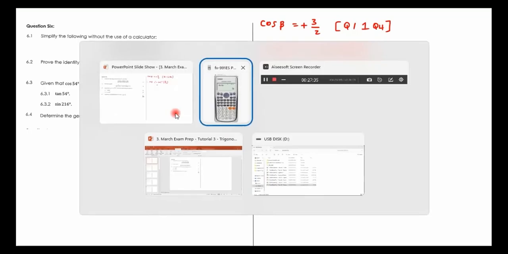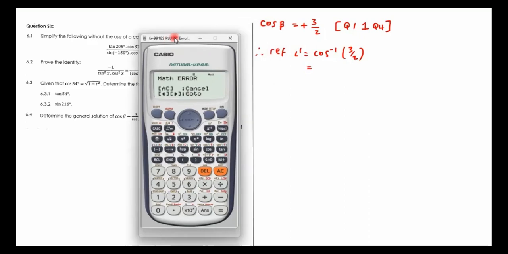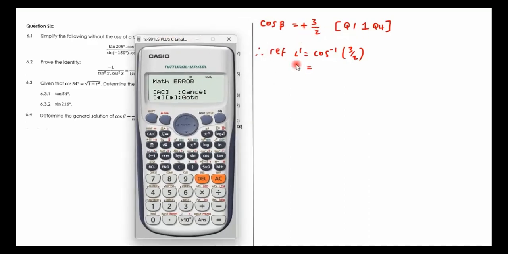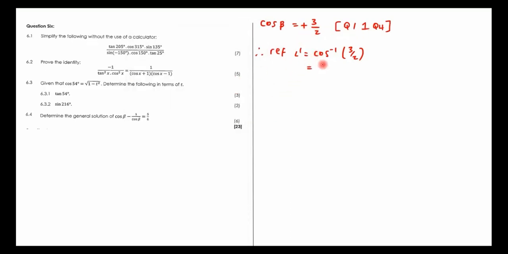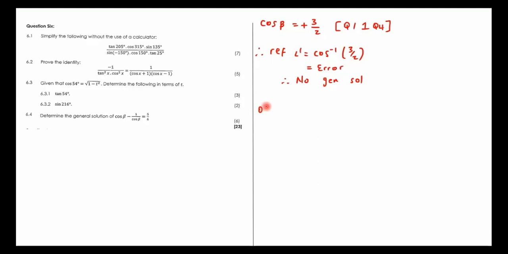So let's see there, press calculator. Inverse of 3 over 2, oh, that's an error, close that. Oh, we're getting an error. Oh, it makes sense because that answer is over 1. So it means now here it is an error, right? So it means there's going to be no general solution for the first one, right? And then now we just look at the second one.